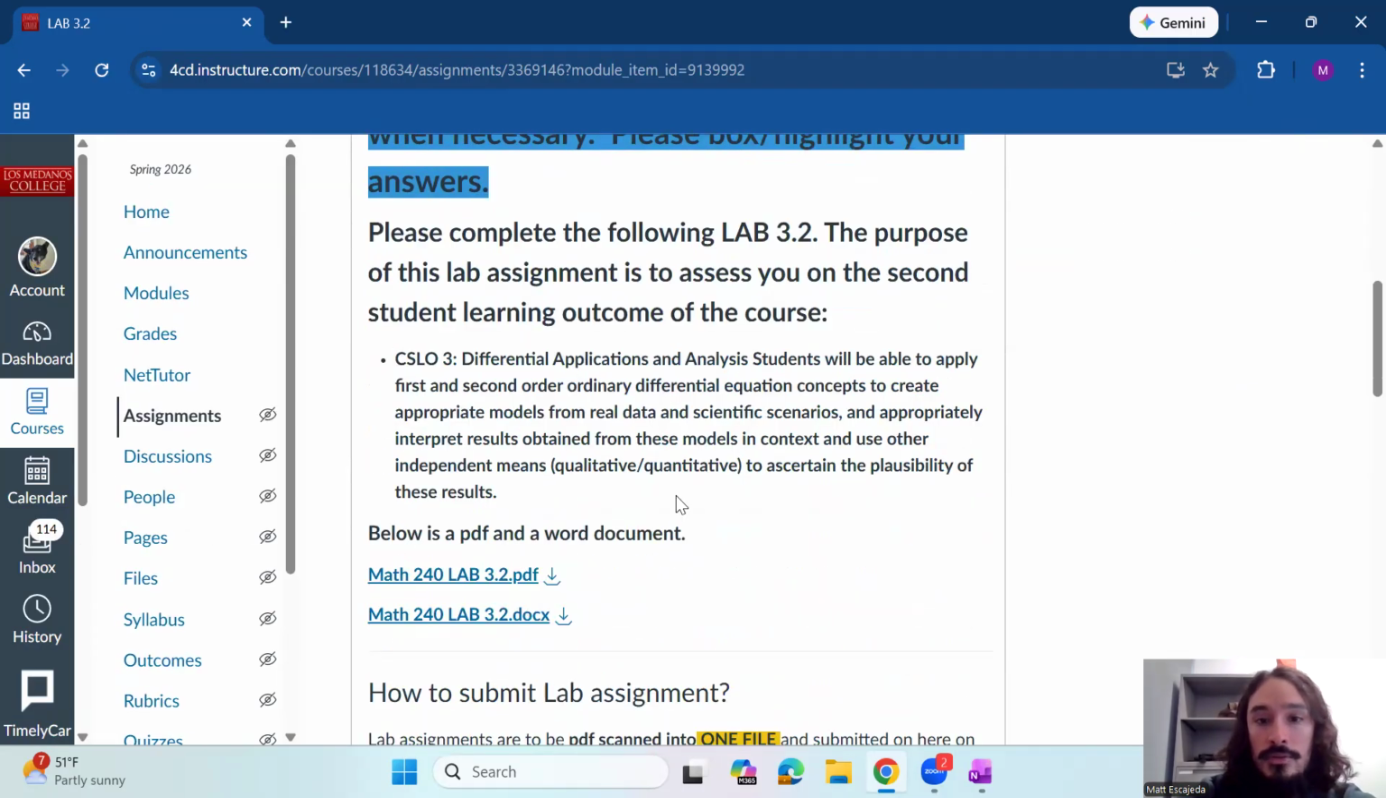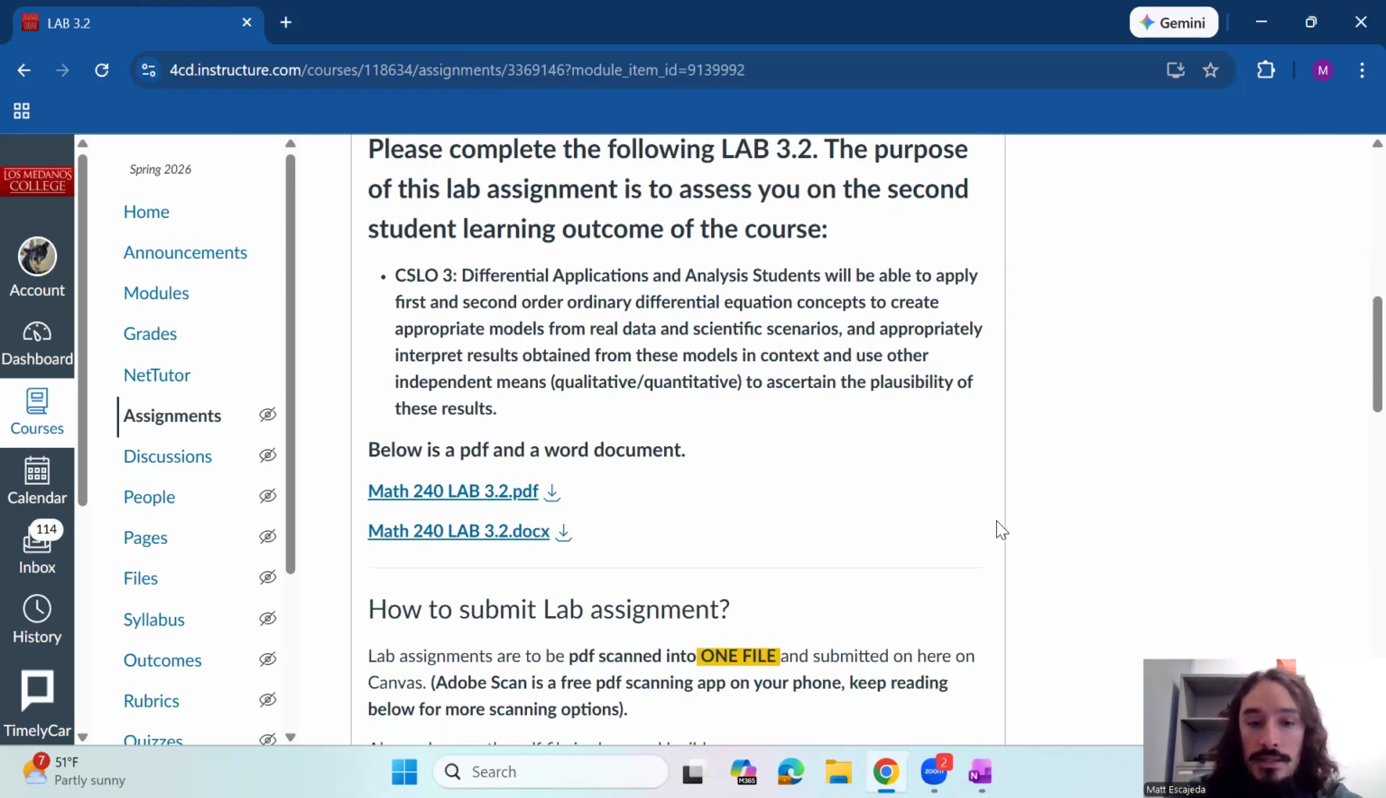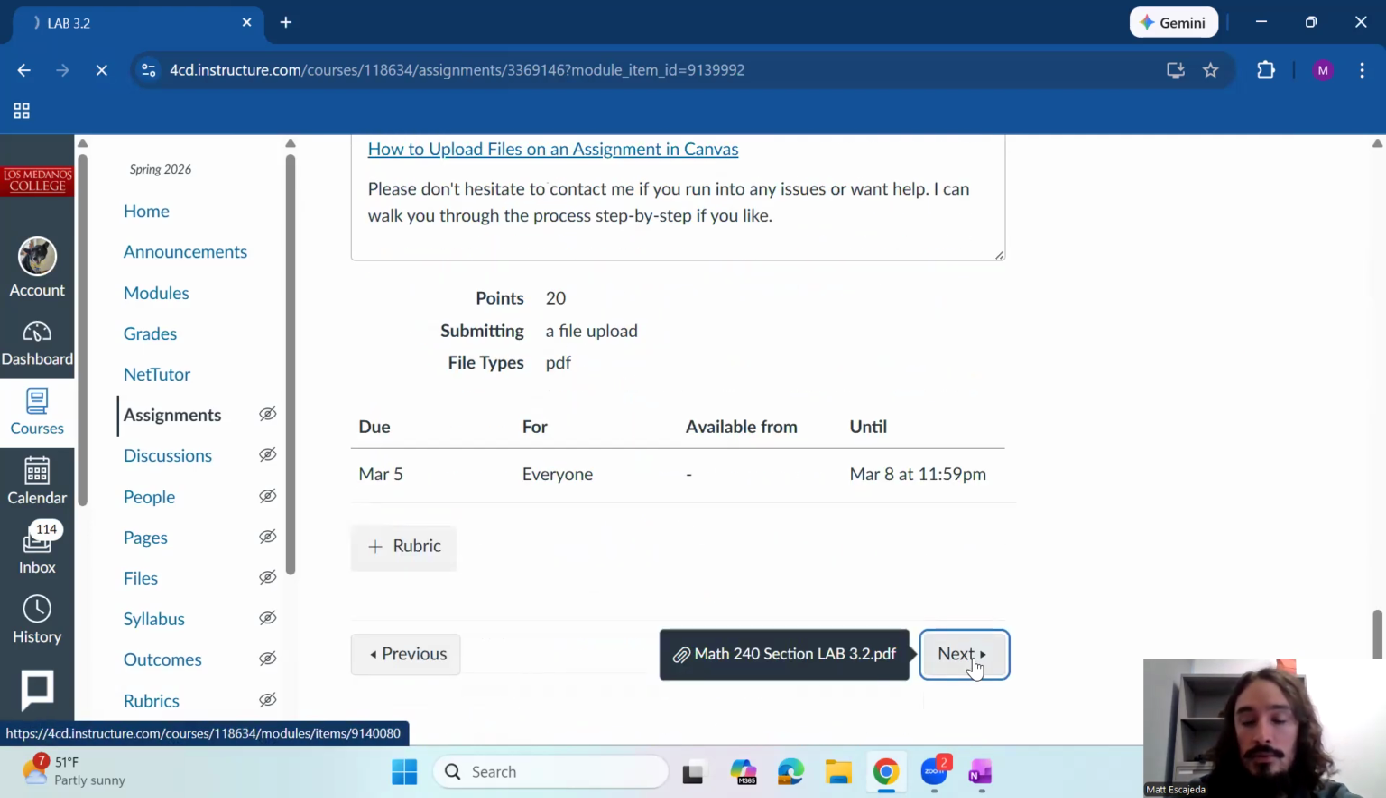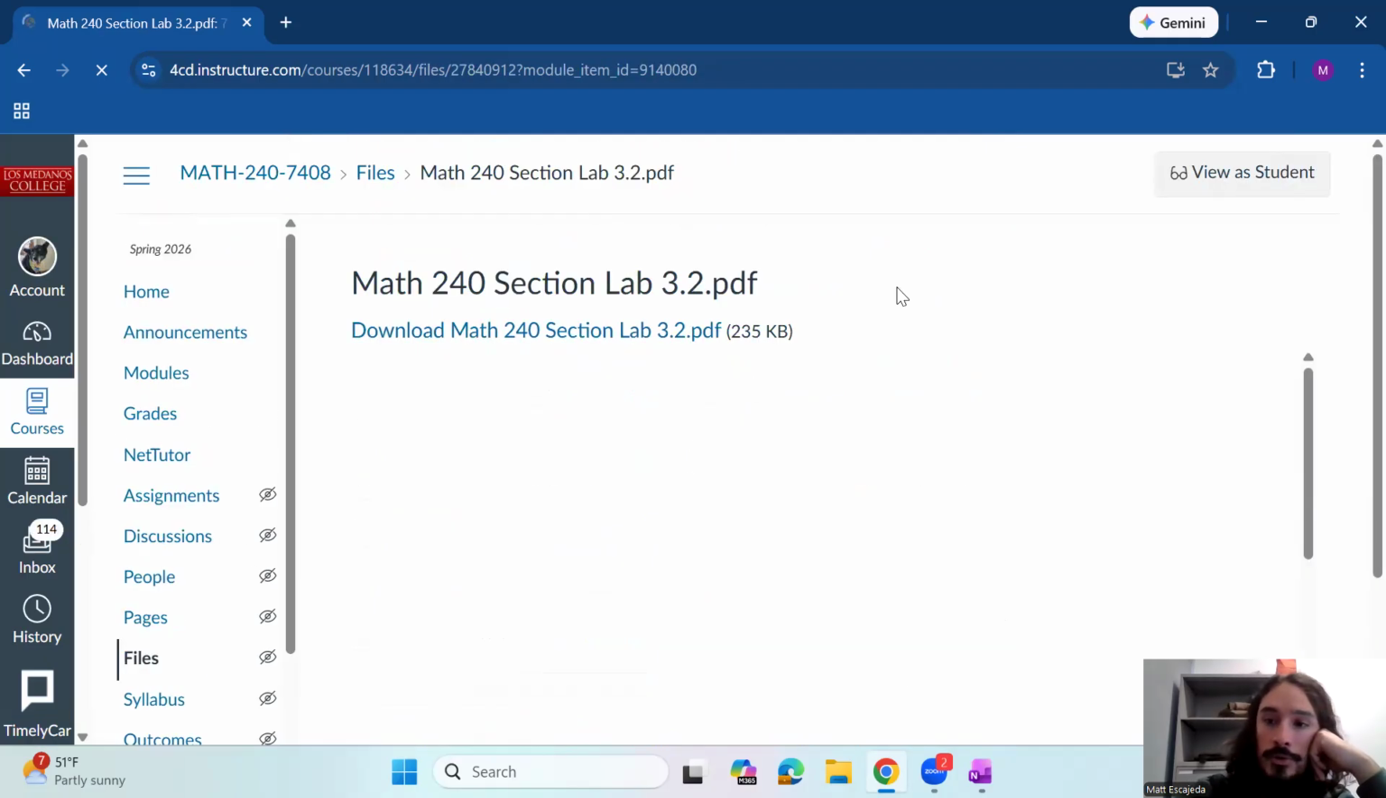This is assessing you on your student learning outcome 3, just being able to look at a first or second order differential equation and create real data or scientific scenarios and interpretation. So that's lab 3.2. So let's look at a quick preview of it.